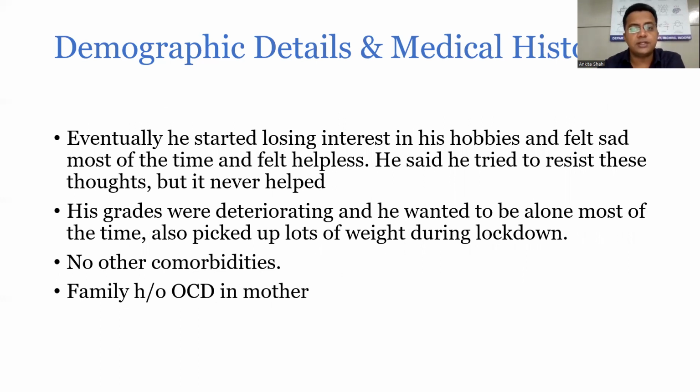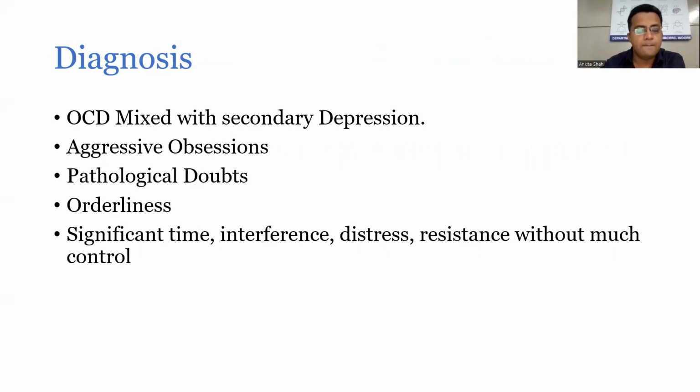Eventually, he started losing interest in his hobbies, felt sad most of the time, and felt helpless. He said he tried to resist these thoughts, but it never helped. His grades were deteriorating and he wanted to be alone most of the time. He also picked up a lot of weight during lockdown. There were no other comorbidities, and family history of OCD was present in the mother. So the diagnosis was OCD with secondary depression, with aggressive obsessions, pathological doubts, orderliness, significant time interference, distress, and resistance without much control.